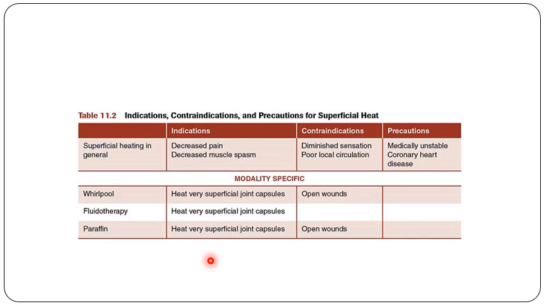I've used, for instance, paraffin with hand injuries, and it tends to work very well. With both of these, your contraindications also include open wounds, so you cannot use paraffin with open wounds. You can apply fluidotherapy with open wounds; you just need to make sure they're covered very well. Again, your other indications: decreased pain, decreased muscle spasm. You have your contraindications, and then you have your precautions, as we discussed previously.